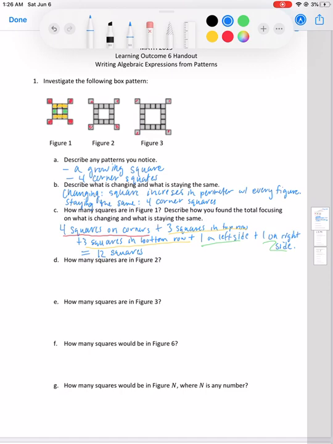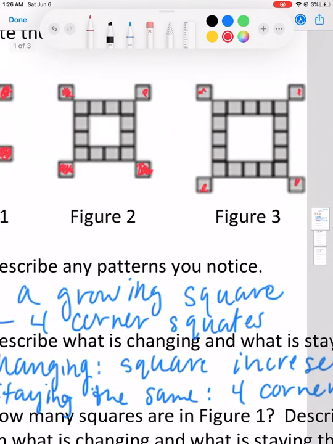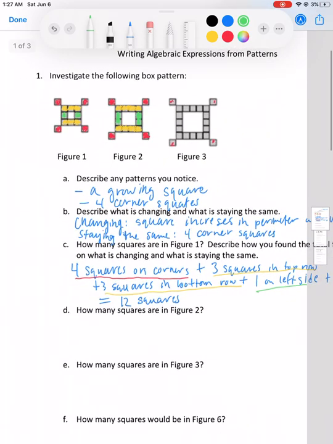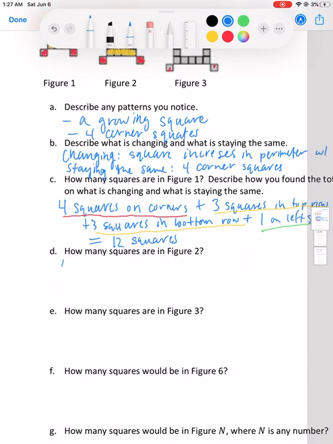How many squares are in figure 2? Now what we want to do here is we want to do the same process, okay? We're going to count the squares in the same way. So there's 4 corner squares. Zoom in, there's 4 corner squares. And there are 4 yellow for the top row. And then 2 on the side, left side and right side. Okay, so we're going to keep track of that. So you have 4 squares on corners.